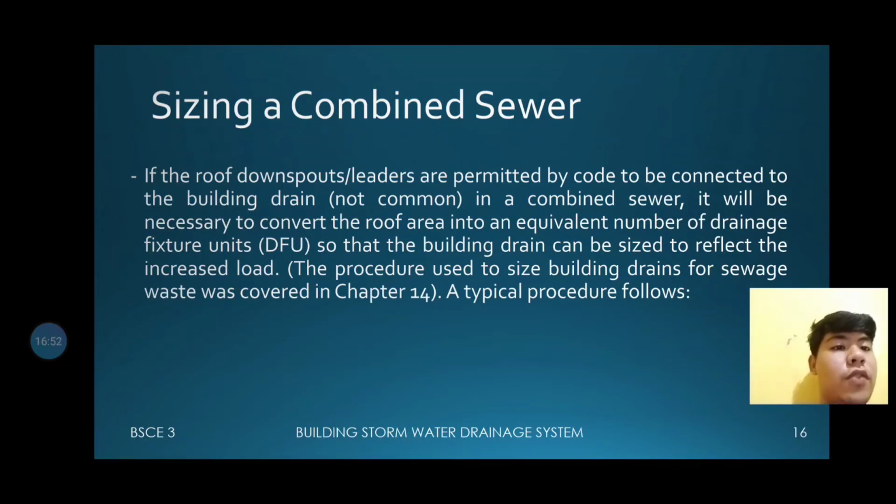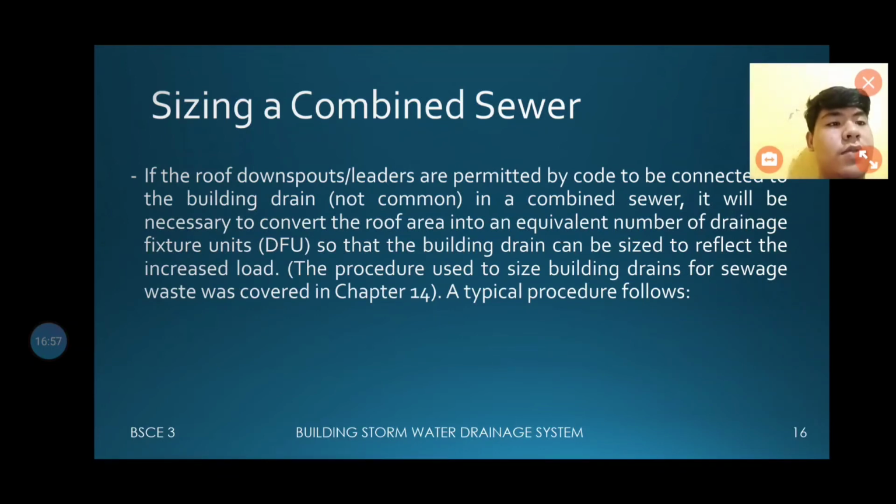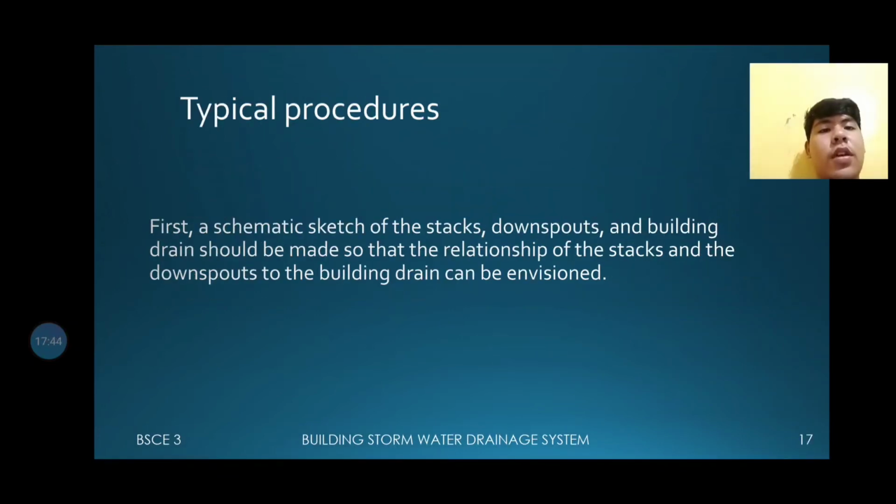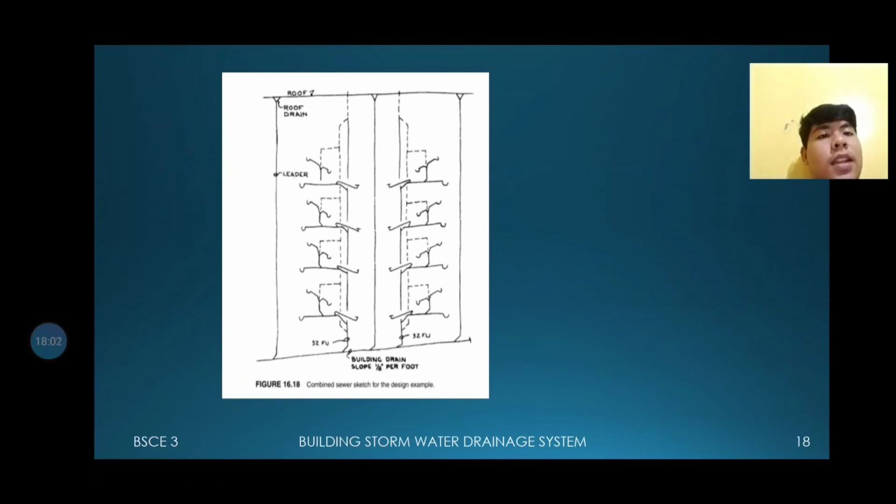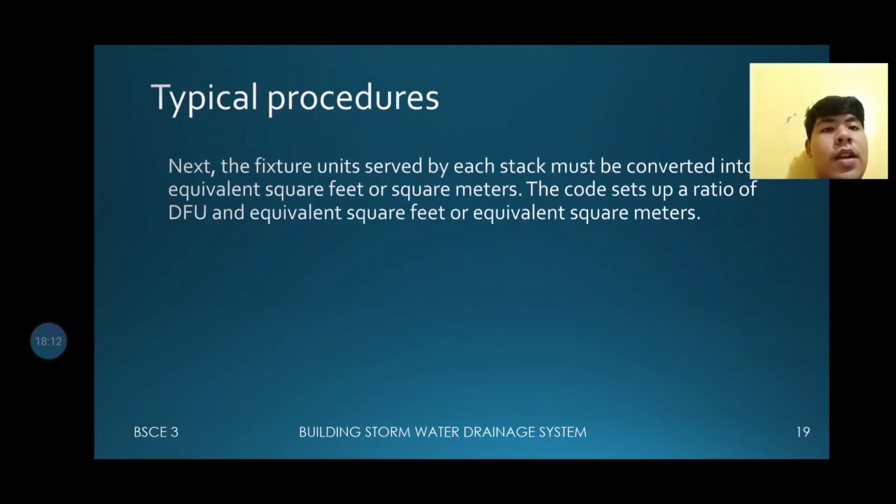So, nado sa Chapter 14 tong procedure. A typical procedure is as follows. First, a schematic sketch of the stacks, downspouts, and the building drain should be made so that the relationship of the stacks and the downspouts to the building drain can be envisioned. So, schematic sketch daw. Murag ingani roof drain, leader, itong mga kuan. So, mo doon yung example na sa combined sewer sketch for the design example.